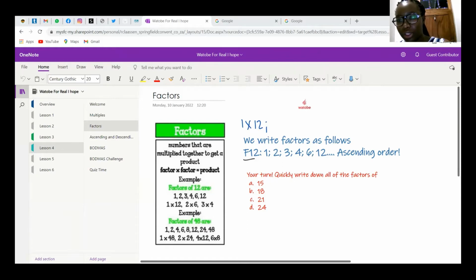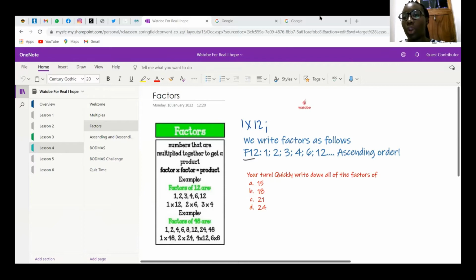Miss Coco, there are 1 or 2 learners who are saying they don't quite understand factors yet. So if you could just maybe explain briefly again what factors are.